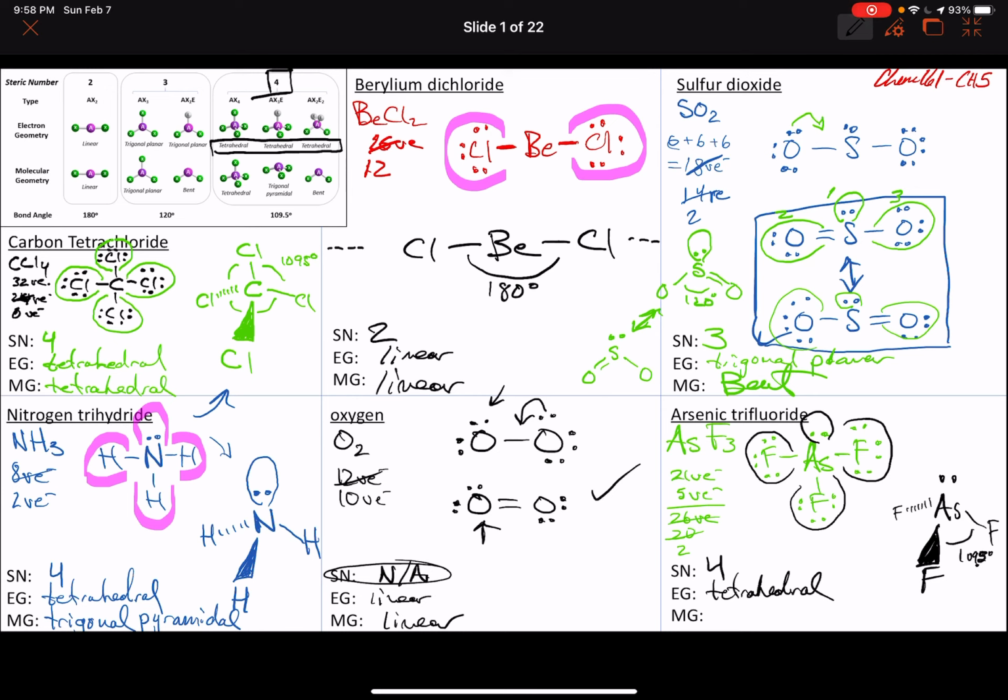Okay, so looking at that, we've got an AXE scenario, 1 lone pair. So the tetrahedral electron group geometry with 1 lone pair leads to a trigonal pyramidal structure for the molecular geometry. Trigonal pyramidal. Where again, the 3-point base for the fluorines with the apex of the pyramid being the arsenic, trigonal pyramidal.